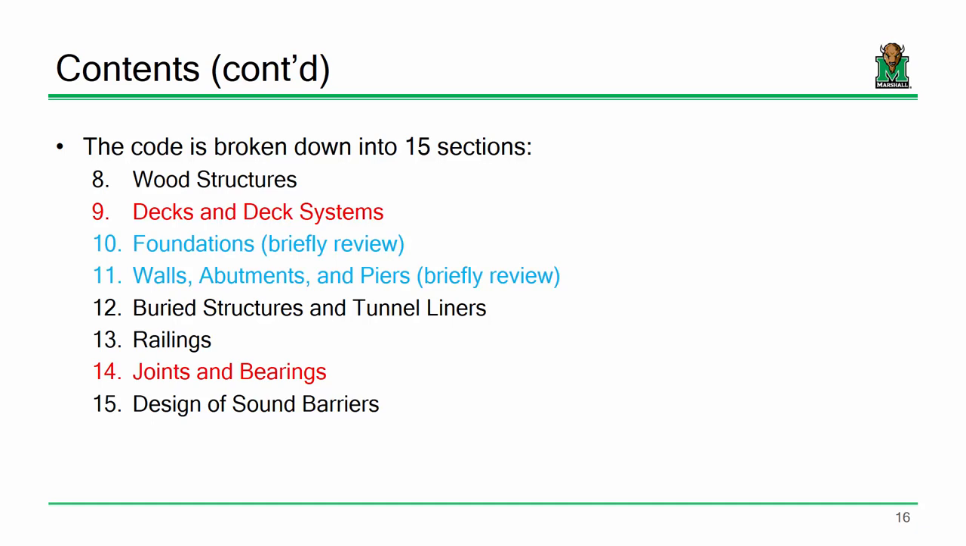Later on, I would like to cover some West Virginia specific topics, so we may talk a little bit about culverts and things like that. Not really much to talk about, though, in terms of railings. Joints and bearings, we will talk about, specifically elastomeric bearing design.